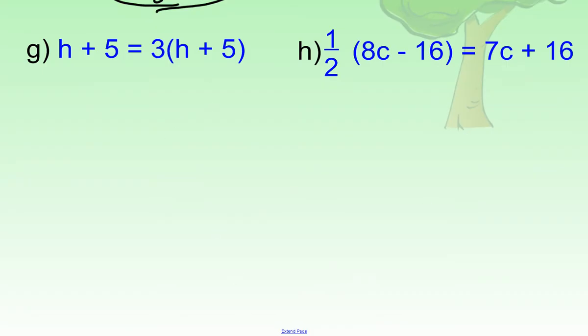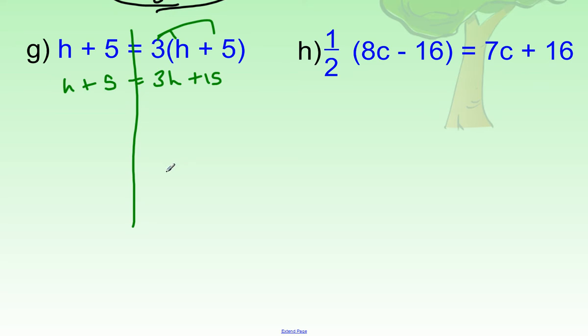Letter G. Let's see, I'm going to distribute here. 3 times h is 3h, 3 times 5 is 15, and h plus 5 here. There's no more parentheses. There's no combining like terms. I do have variables on both sides, so I'm going to subtract 3h here. He's gone. Subtract 3h here.